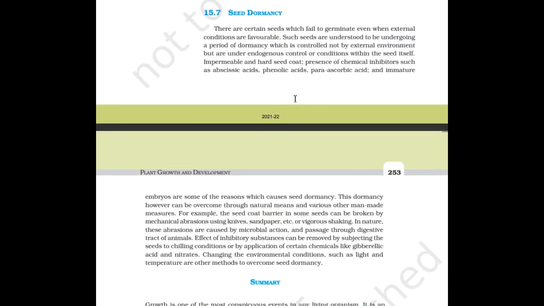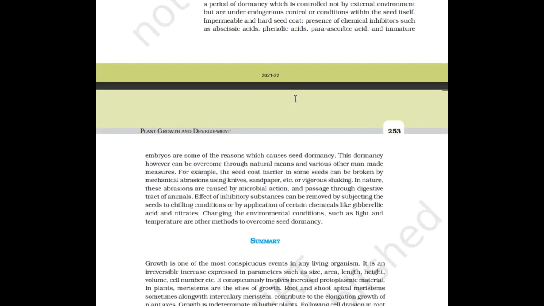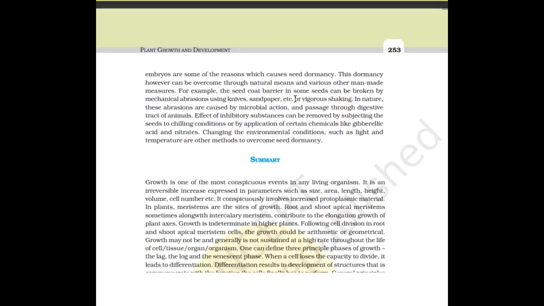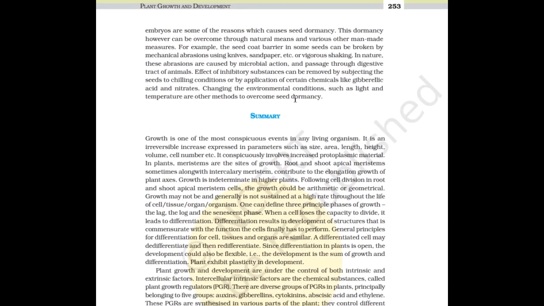Let us see the seed dormancy. There are certain seeds which fail to germinate even when external conditions are favorable. Such seeds are understood to be undergoing a period of dormancy which is controlled not only by external environment but are under endogenous control, or condition within the seed itself. Impermeable and hard seed coat, presence of chemical inhibitors such as abscisic acid, phenolic acid, para-ascorbic acid, and immature embryos are some of the reasons which cause seed dormancy. This dormancy, however, can be overcome through natural means and various other man-made measures.